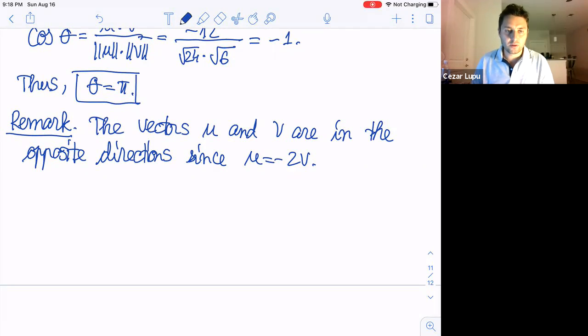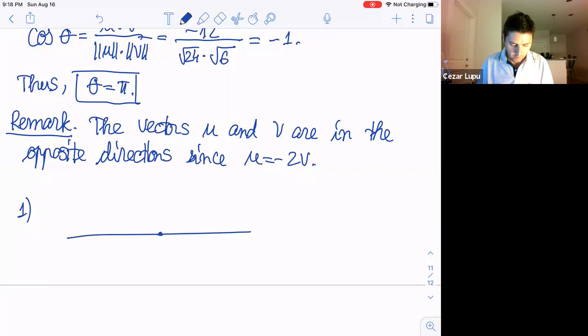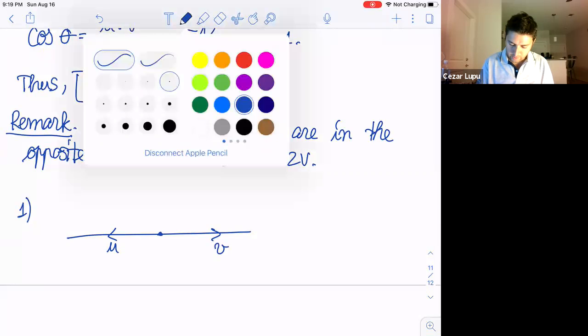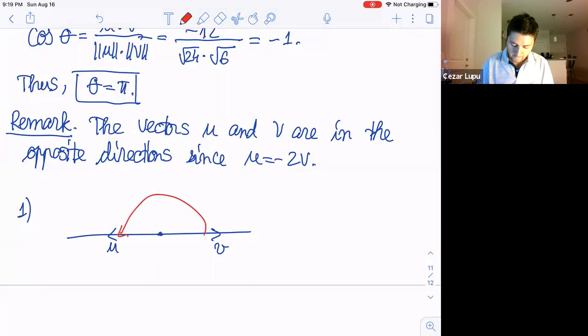And now let me remind you of some values for which you can find the angle between two vectors, and let me draw some pictures here. We have the following instances. The first one is what I have here. This is the vector u, this is the vector v, and let's go in this direction. The angle between them, theta here, clearly is pi, and the cosine of theta is -1.